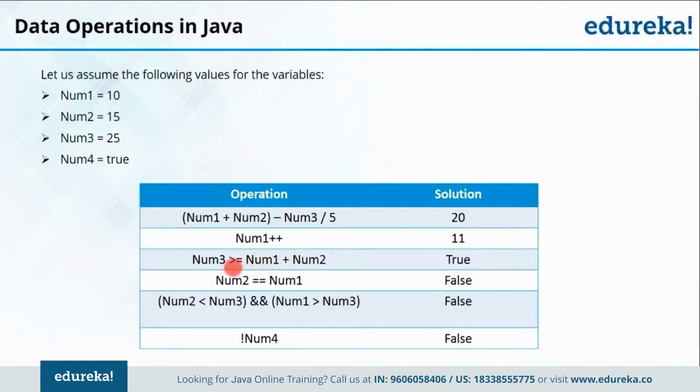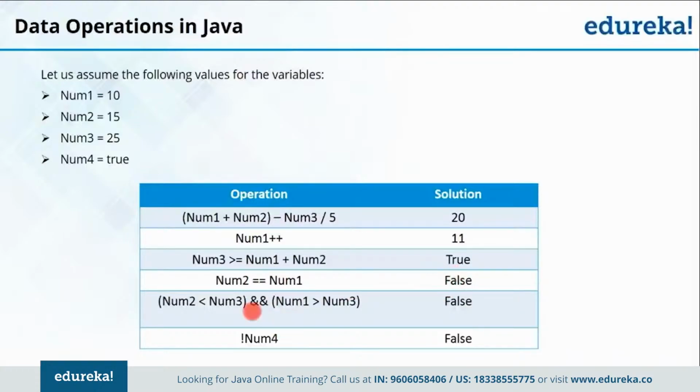After that, you're using a logical operator where you're comparing: is num3 greater than or equal to num1 plus num2? So 10 plus 15 is equal to 25, therefore it's going to give you an output of true. Then you're checking, is num2 equal to num1? This is why you're using a double equal to. If you use a single equal to, the value of num1 will be assigned to num2. So in case you want to compare two values, you're going to use a double equal to. So num2 is not equal to num1, so it's going to give you an output of false.